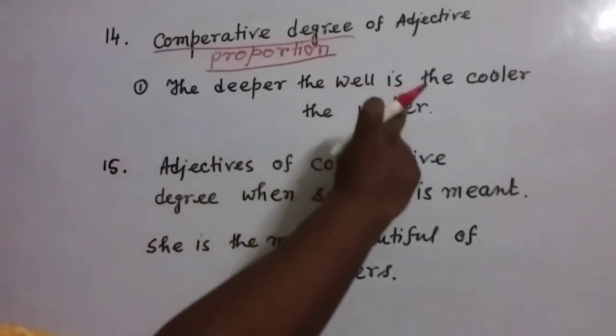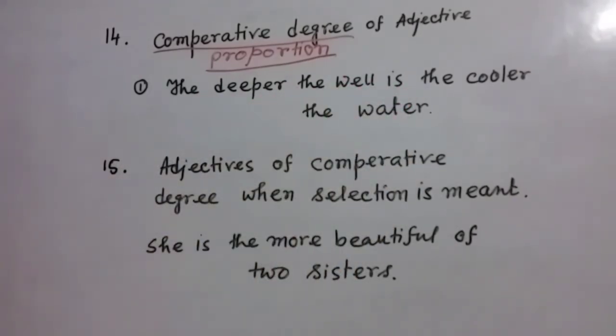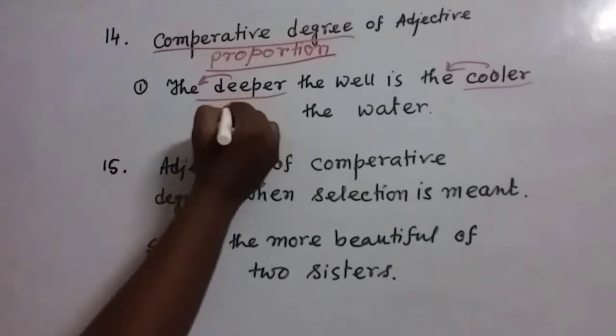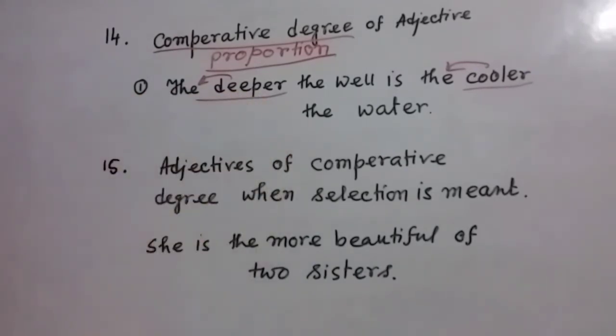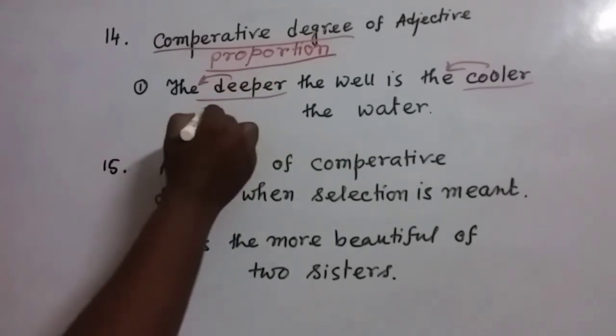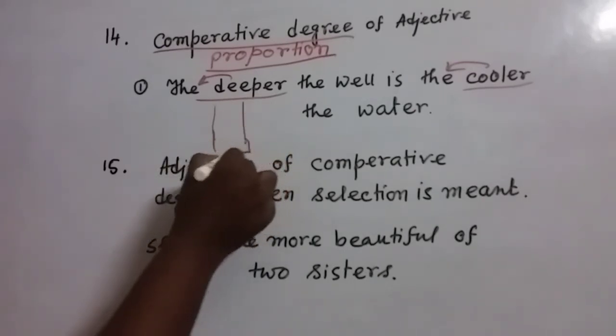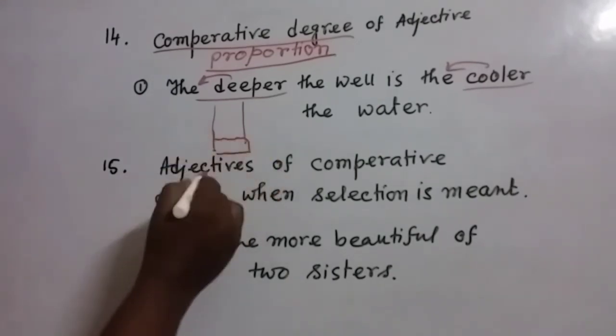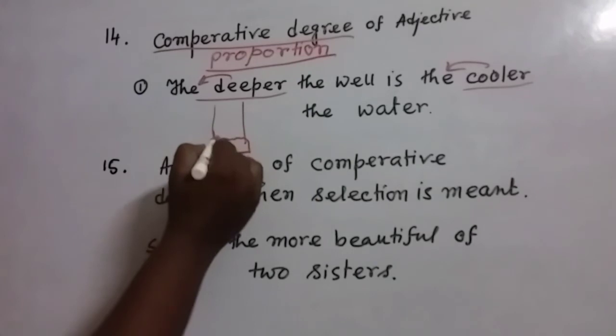The deeper the well is, the cooler the water. Here, my dear friends, you can see the deeper and the cooler. Before these, we have used the term the. Actually, this is the comparative form. Deep, deeper and deepest. Normally, we use the before the superlative degree. But here, deeper means there is a sense of proportion. If this is the well, then deeper means lower level. That means there is a proportion.